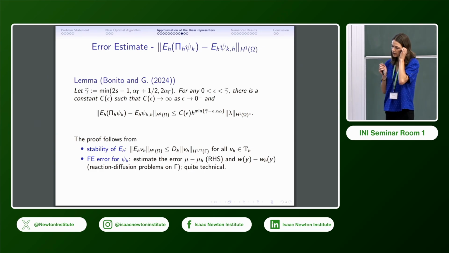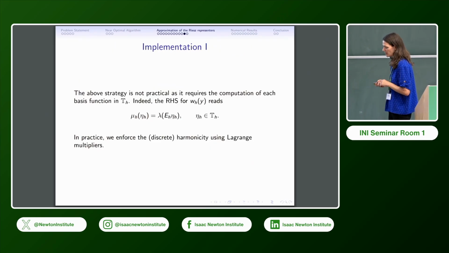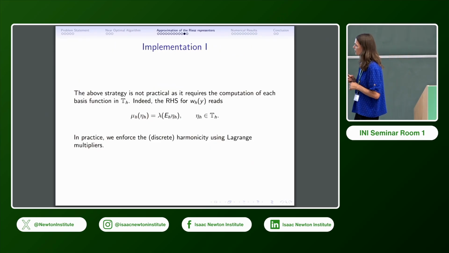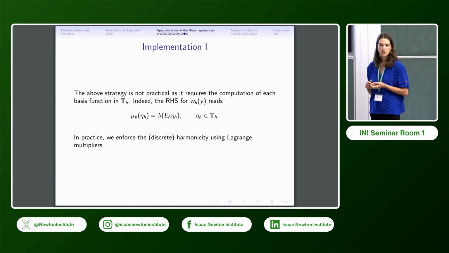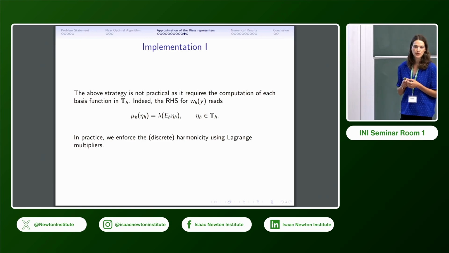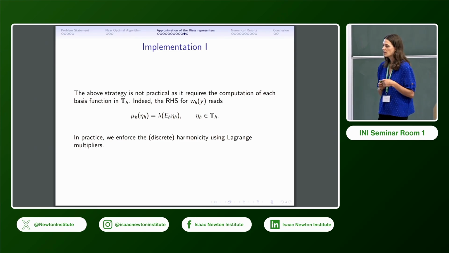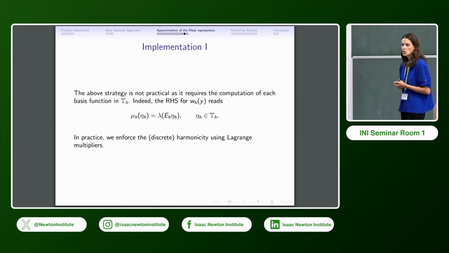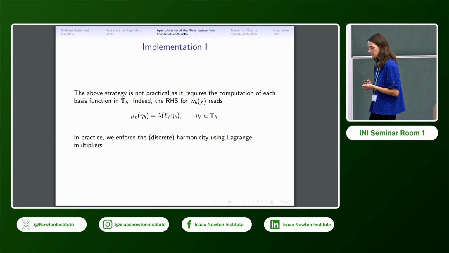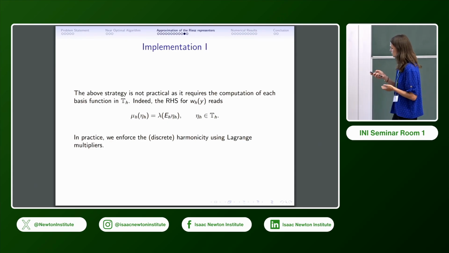Okay, so before I give you some numerical simulation, let me mention one other thing. If you remember earlier, I mentioned there were two issues. One of them was that we have to compute the H^s inner product, so now we deal with that. The other one was that we have to compute the discrete harmonic extension of every single basis function. Okay, and to avoid that, we can go with the saddle point formulation, where we actually enforce the discrete harmonicity constraint using a Lagrange multiplier. So I mentioned that here.